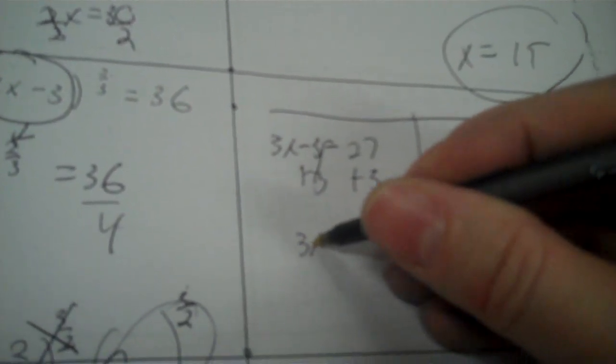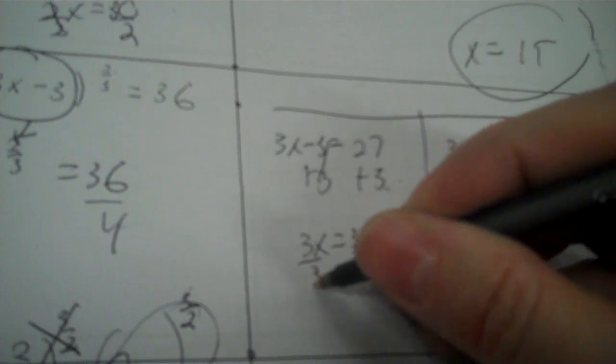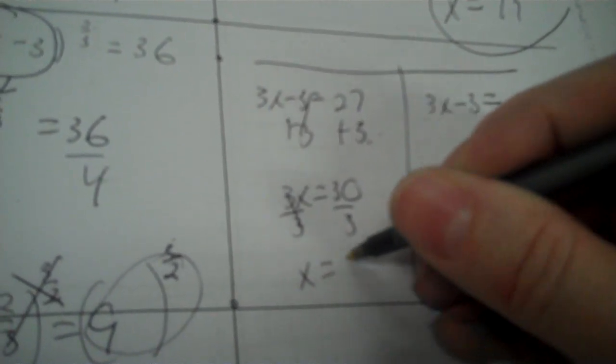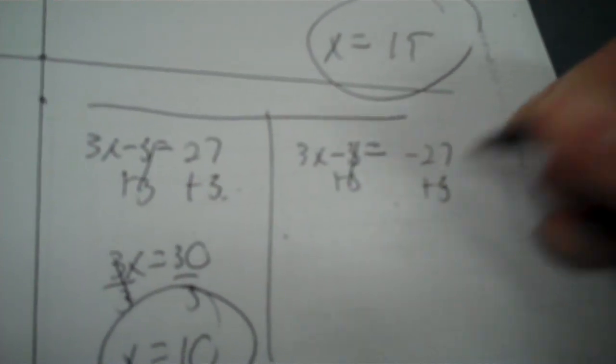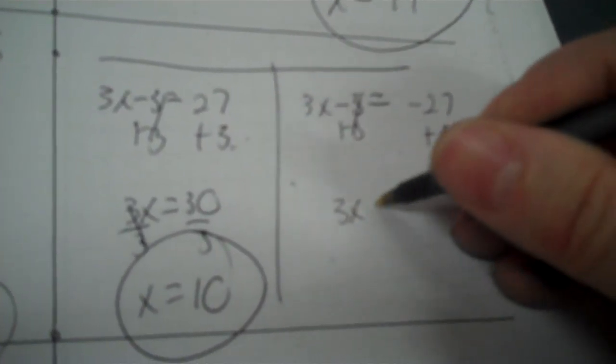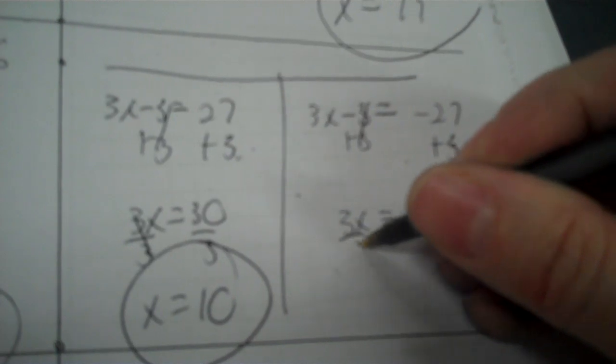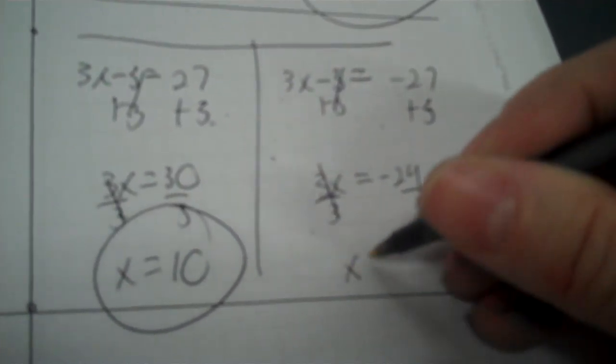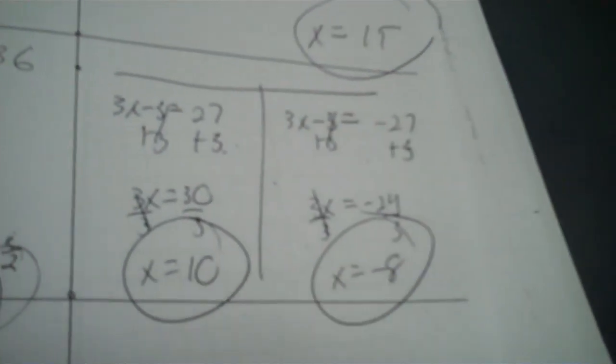So that's 30 divided by 3, I get 10. That's negative 24 divided by 3, I get negative 8. Okay.